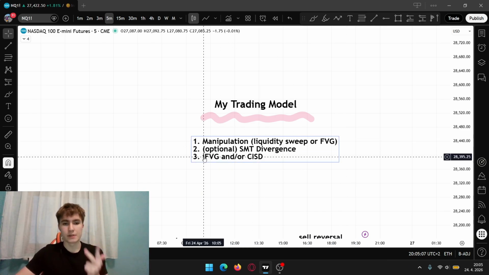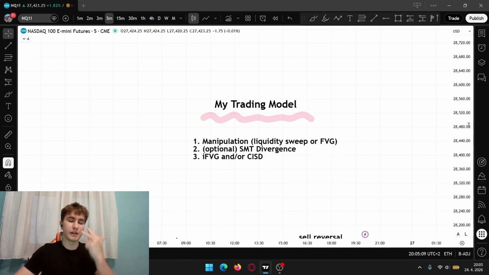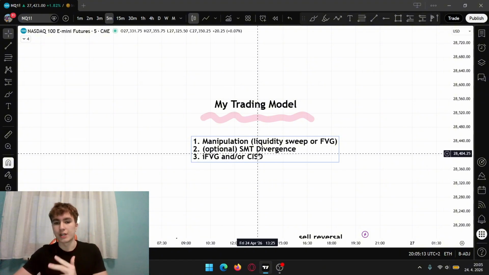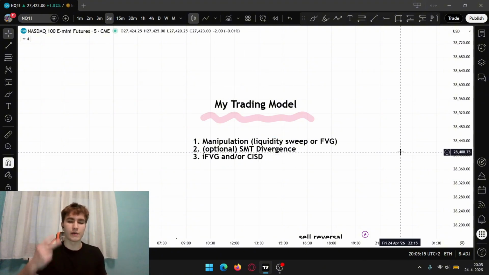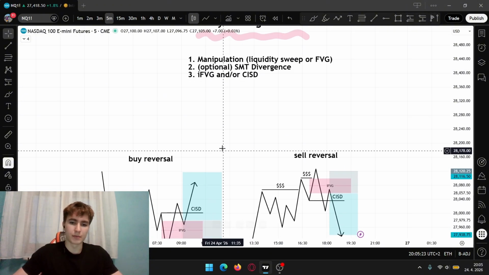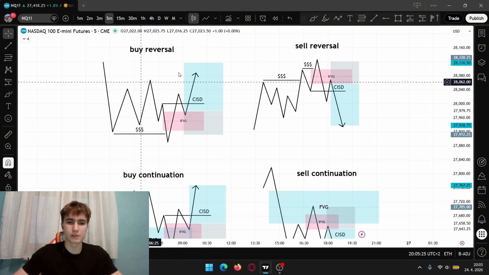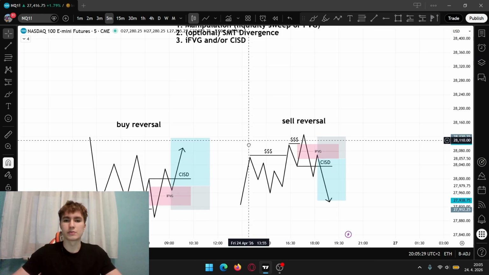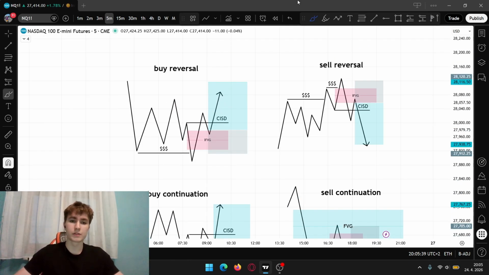And the third step is the entry model, and that's an inversion or inverse fair value gap and or change in state of delivery. So we can have both, we can have one of the confluences or both. If we have this in mind, I'm going to show you some examples. There are like really 4 key setups that I'm taking with this strategy. Let's talk about the reversals first.